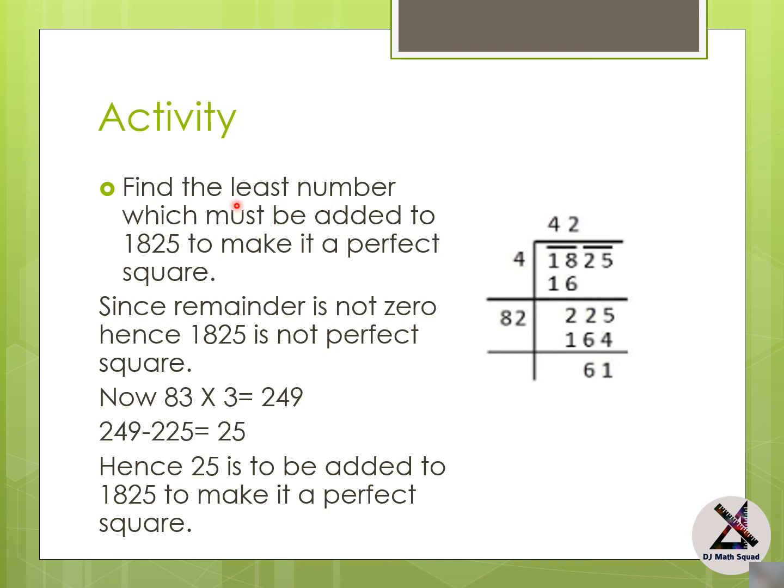Right? Now this is another question: find the least number which must be added to 1825 to make it a perfect square. Now in these questions, please remember, when you have to find the number which is to be added, you have to utilize the method of square root by division method. If you have to find the number to be added or the number to be subtracted, then you are supposed to use the division method. So we'll try to find out the square root of this number.